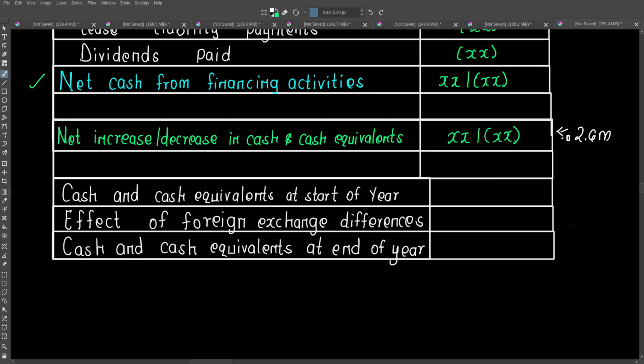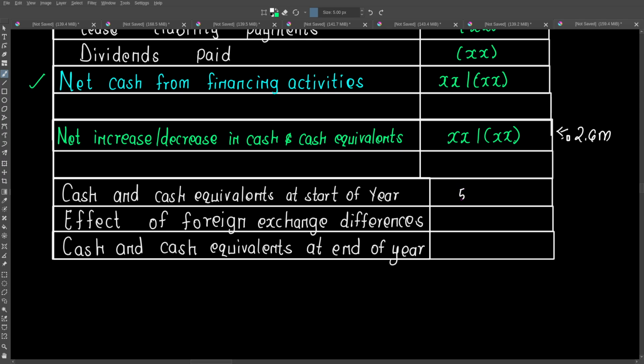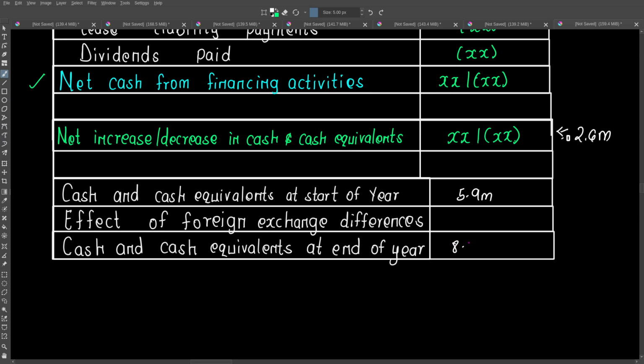And this part of the statement should assist you to get that, because cash and cash equivalents at the start of the year is 5.9 million, okay? And then cash and cash equivalents at the end of the year is 8.5 million.